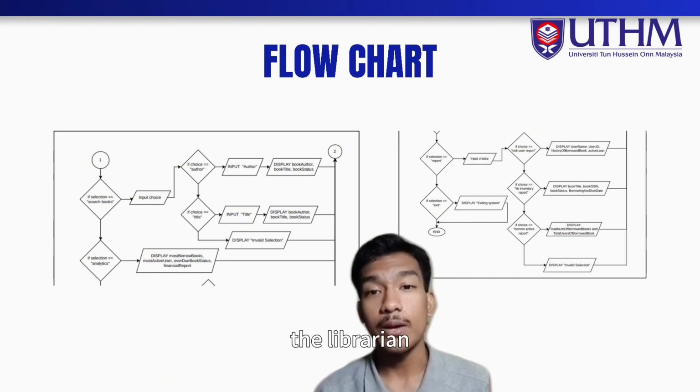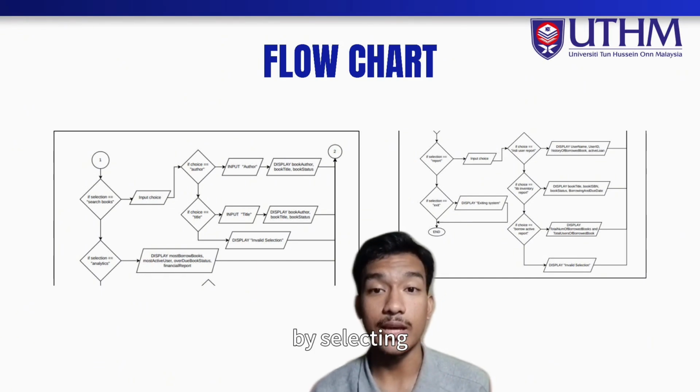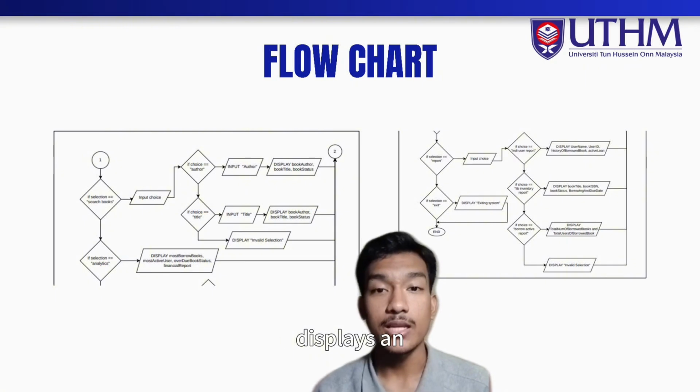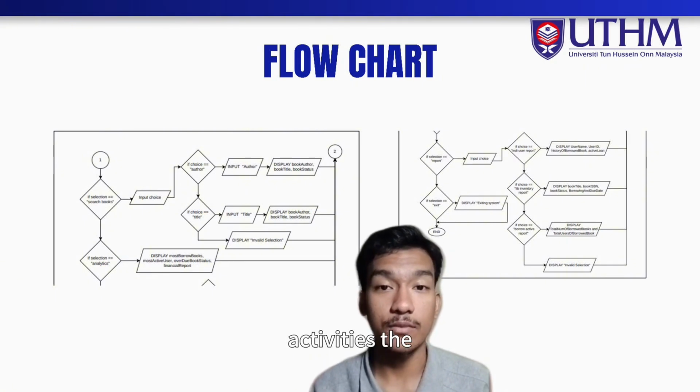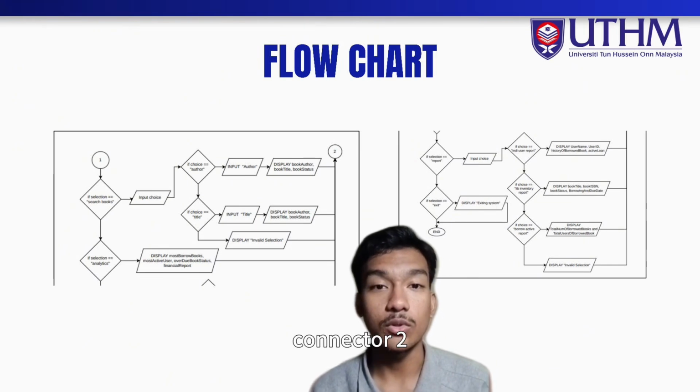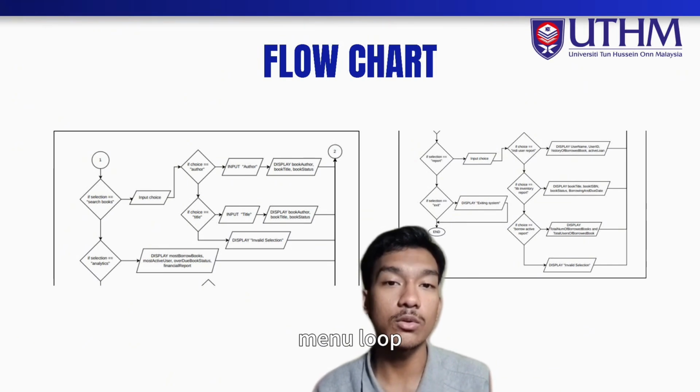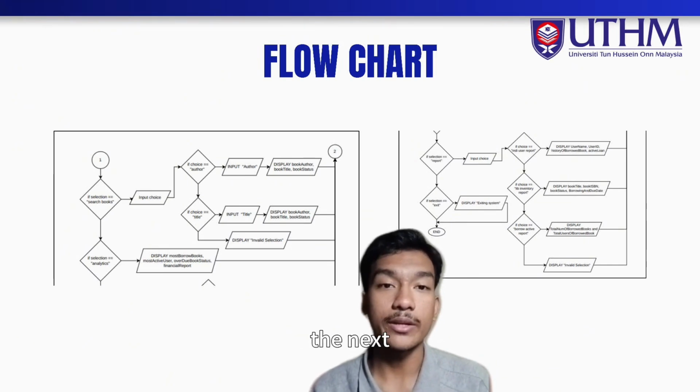And finally, when the librarian decides to shut down the application by selecting exit, the system displays an exiting system message and safely terminates at the end block. And for all other active commands, the logic ties back into connector 2, returning the user right back to the top of the main menu loop in figure 1b, which is the first part, to await the next instruction.